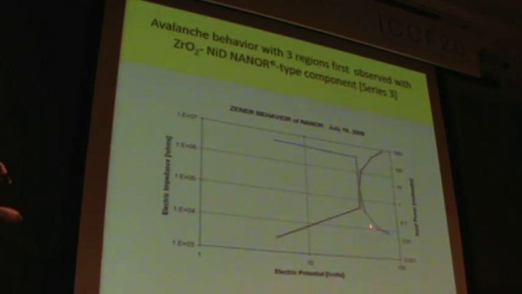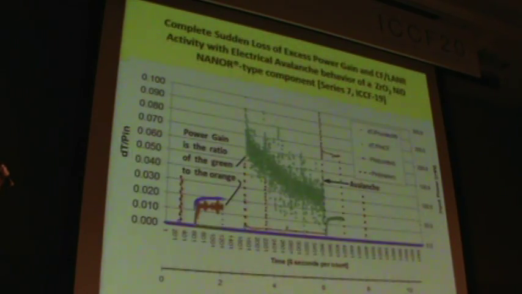And so here's an example of the avalanche effect from one of his earlier experiments. Here's some data that he's shown previously where here's the avalanche showing up. So he's increasing the voltage. The delta T over P in is decreasing. He interprets this as being excess heat being present. Once the avalanche kicks in, then the ratio ends up being very similar to what he gets from a resistor. And so under these conditions, he would say there's no power gain.